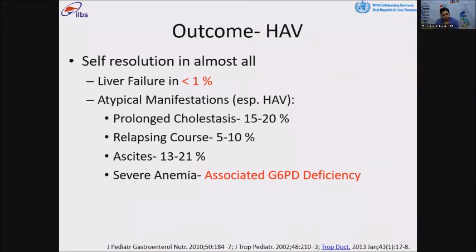Some of them may suffer from atypical manifestations, like jaundice may persist for months altogether. So it may go beyond 3 months, 6 months, 9 months, even 12 months. Sometimes jaundice can persist, you may not find any cause, and it will spontaneously resolve. They may have a relapsing course. You suffer from jaundice one time, you recover within 3 to 6 weeks. Then again, after a few days, the jaundice may reappear. This is a relapsing pattern, which is most commonly seen with hepatitis A rather than hepatitis E. They may develop some mild ascites. They may develop severe anemia, which may be because of the virus infection or because of underlying associated G6PD deficiency.